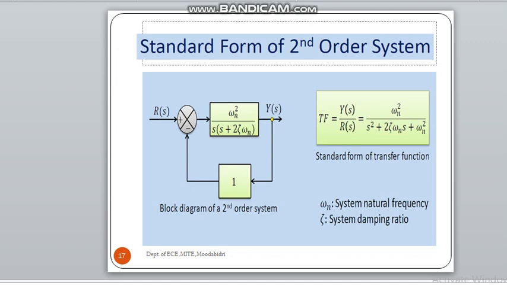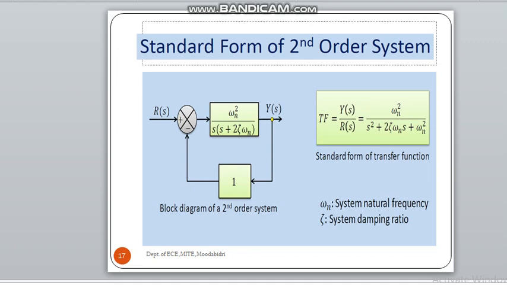If you simplify this, we will get the standard form of the transfer function, that is T of s, which we can write as the output C of s divided by R of s, or Y of s divided by R of s, equal to omega n square divided by s square plus 2 zeta omega n into s plus omega n square. After simplifying, you get this form, which we are calling the standard form for second order systems.